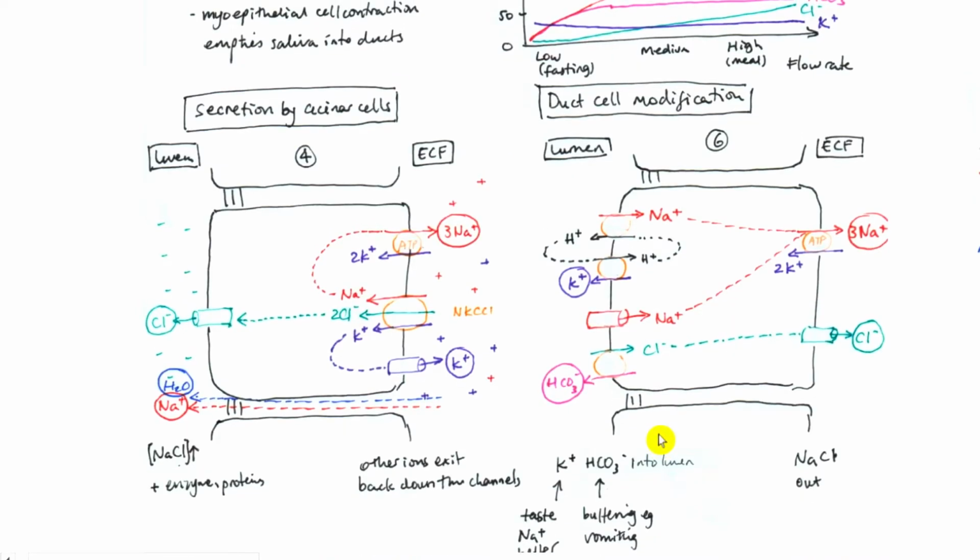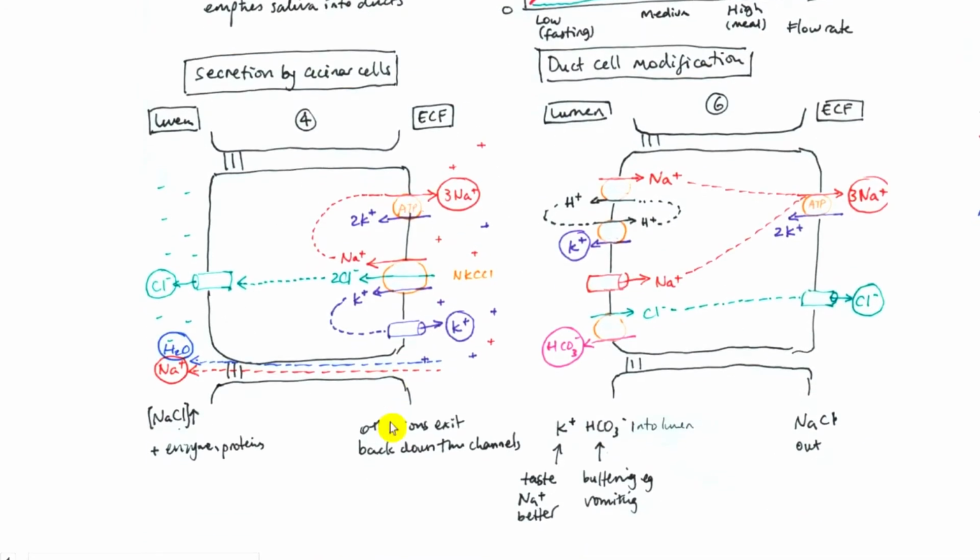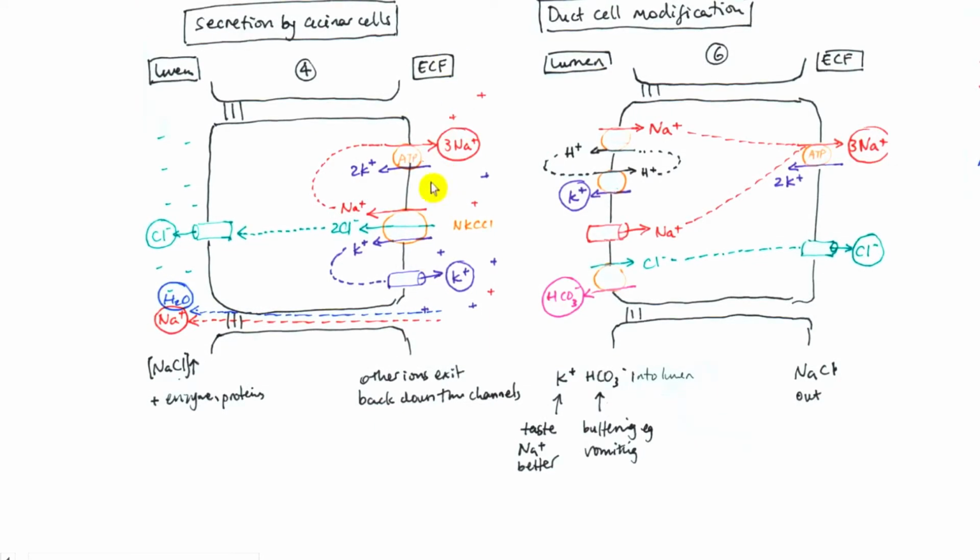So let's have a look at the secretion in more detail. These are the acinar cells, which secrete the primary secretion into the lumen. We have a sodium potassium ATP pump, which generates an ion gradient. It generates a more negative charge inside the cell and generates energy, causing 3 sodium ions to move out and 2 potassium ions to move in. This powers an NKCC, or sodium potassium chloride transporter, which drags in a sodium, 2 chlorides and a potassium ion. The potassium exits through a channel and the sodium exits through the ATP pump.